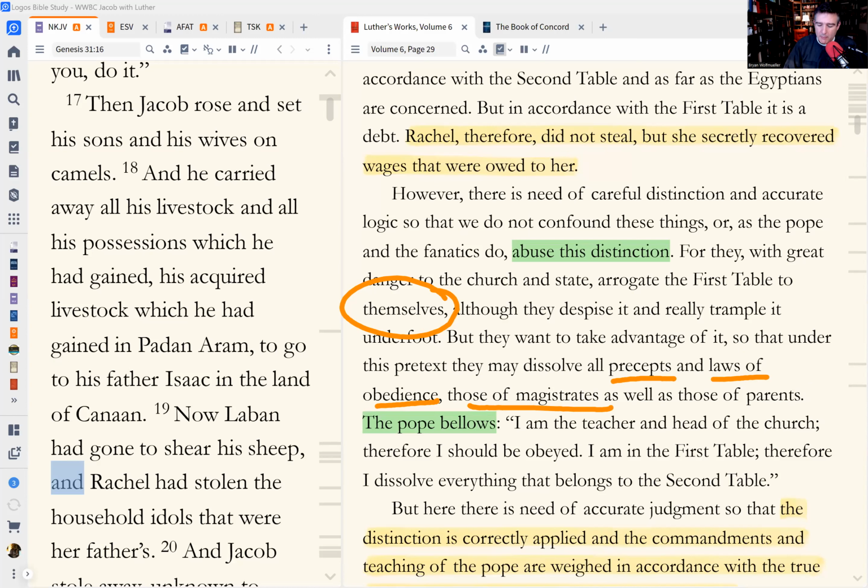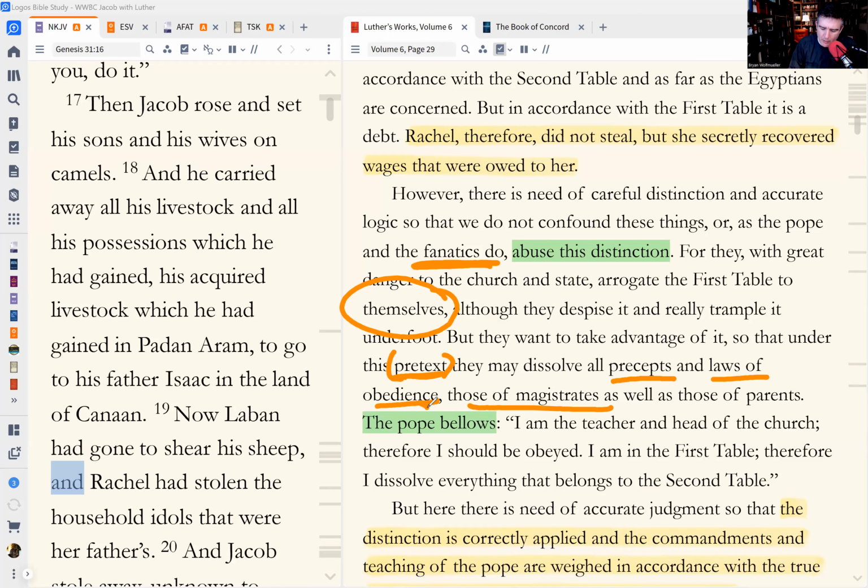So one of the marks of the fanatics would be the Anabaptists. The fanatics would also include, you imagine, the Münzer rebellion, the Pentecostals of the Reformation. They have a rebellious spirit, and so they abuse this distinction. It's not for obedience to God. They're just using it as a pretext. That's the word Luther uses here, to do what they want.